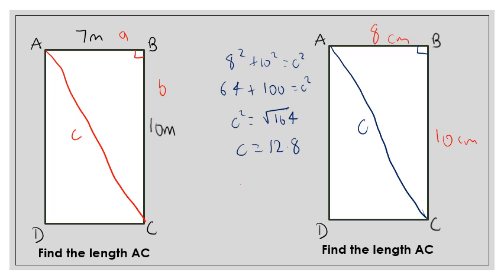So we've got our solution here. We've got 8 squared plus 10 squared equals C squared, because we're finding the longest side again and we're adding them together. We've got our calculations here. We should end up with 12.8 centimeters there.